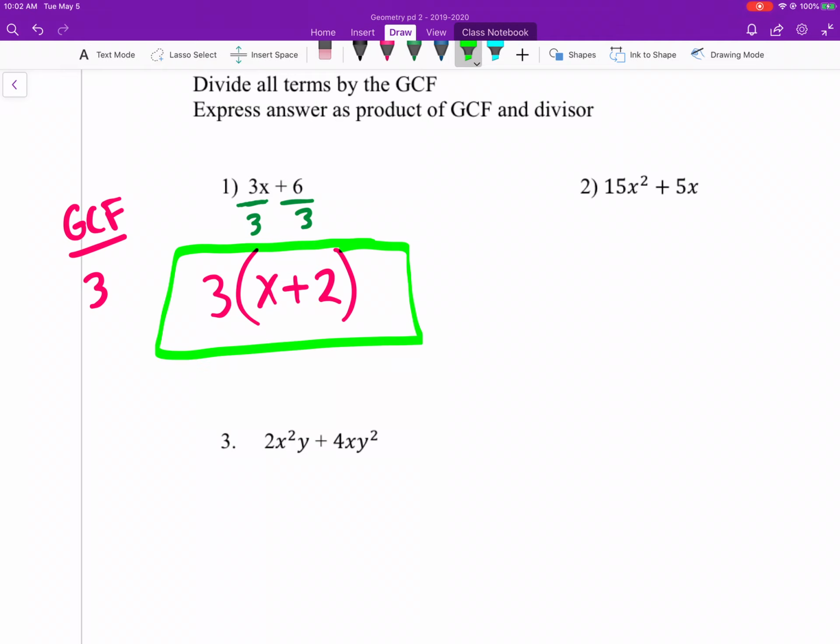So it's a product of the GCF 3 and what resulted from the division, which was x plus 2. Now just see this, right? If you take 3 times x, what's 3 times x? 3x. And what's 3 times 2? 6. You get that original value that we got.